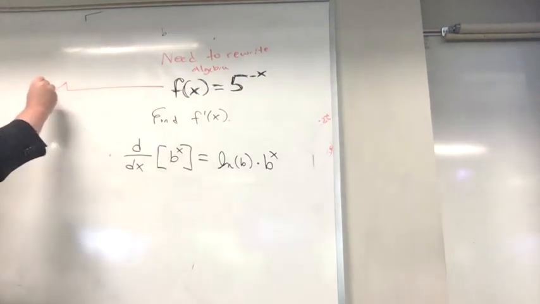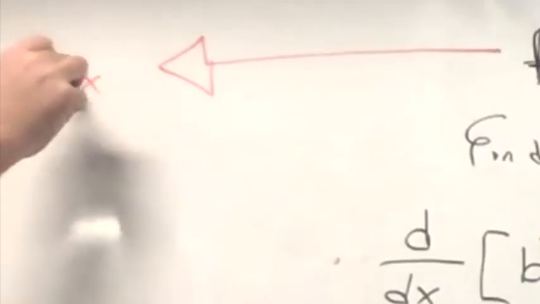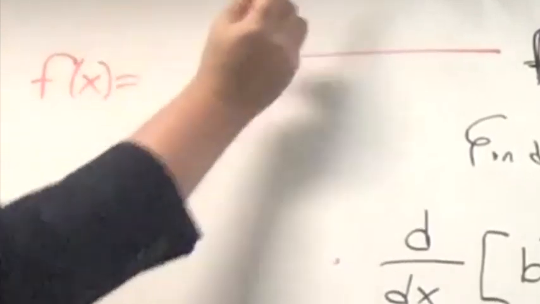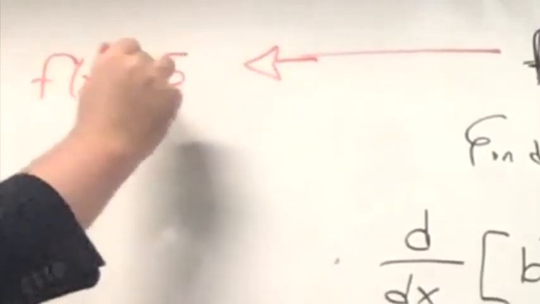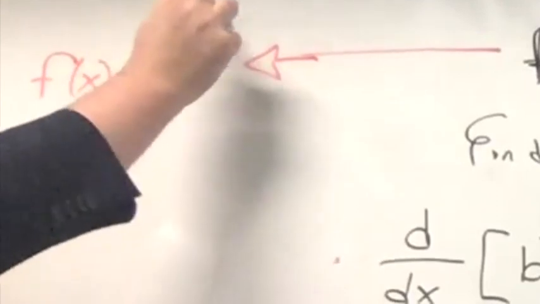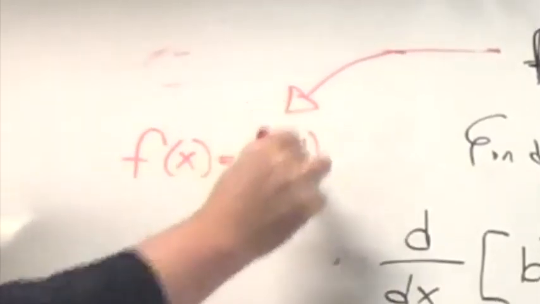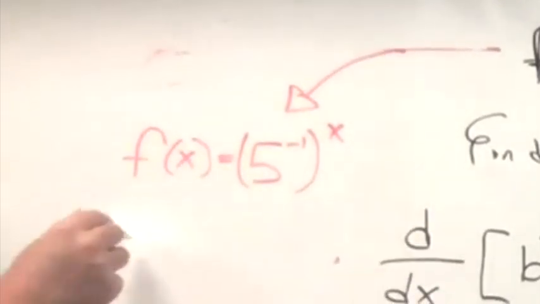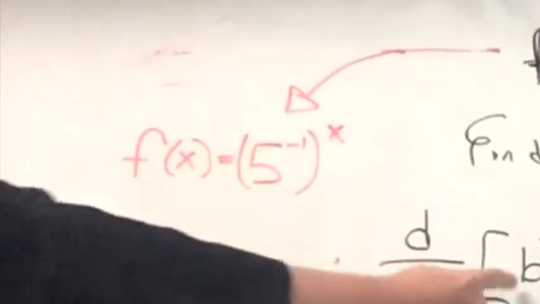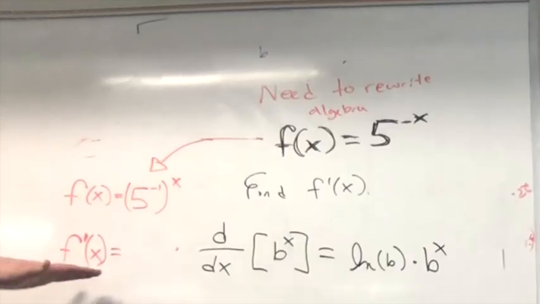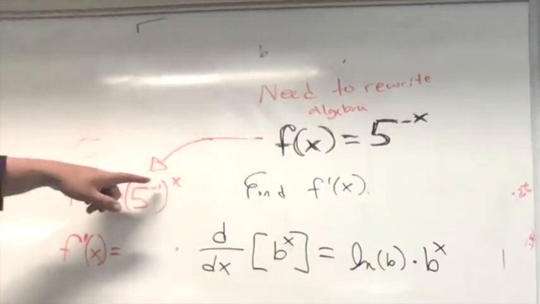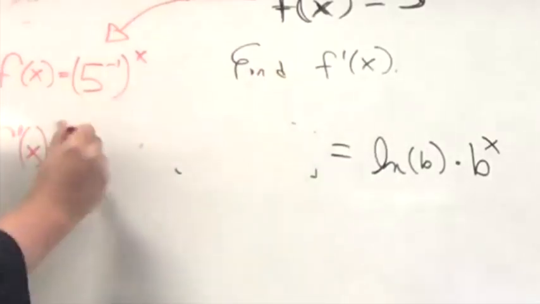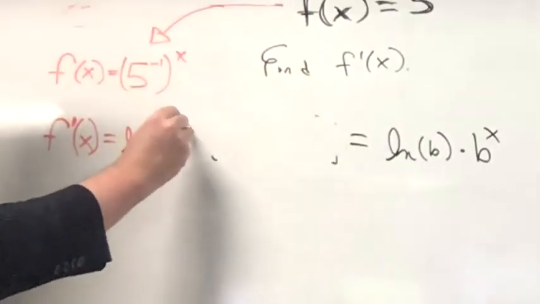So my algebraic rewrite here is to say f of x is equal to 5 to the negative 1 raised to the x. Now it fits the pattern perfectly. My value of b is 5 to the negative 1. So applying this derivative rule, remember d by dx just means take the derivative of. So I'm applying this derivative rule on 5 to the negative 1 raised to the x, what we get is the natural log of 5 to the negative 1.